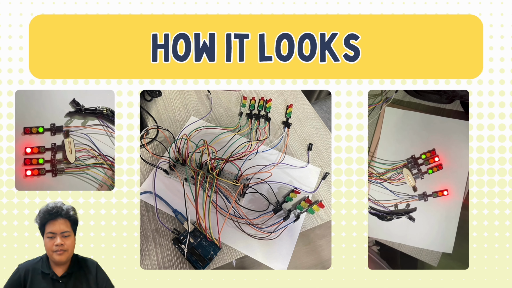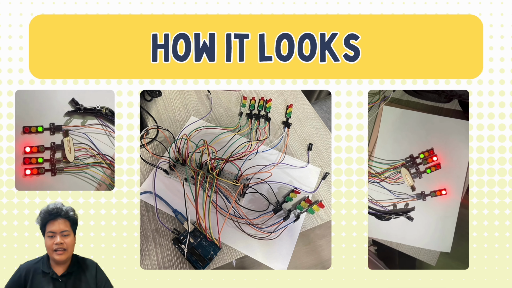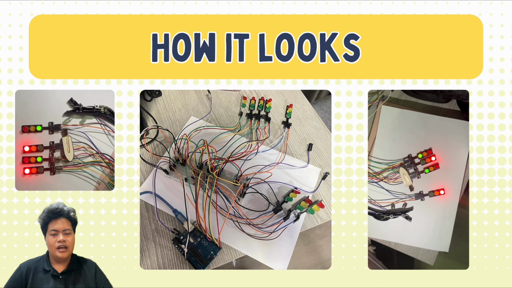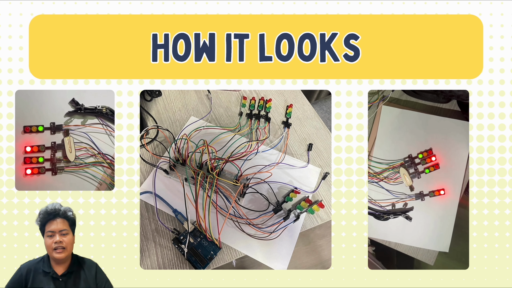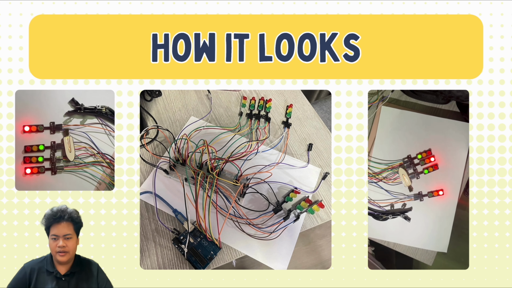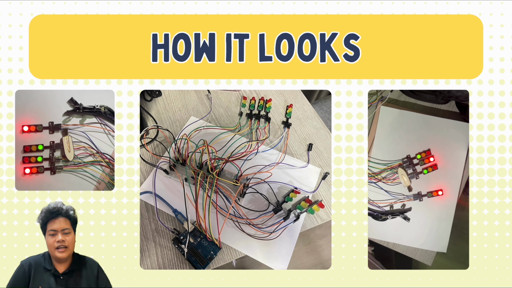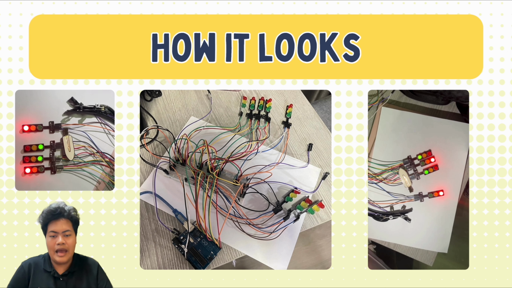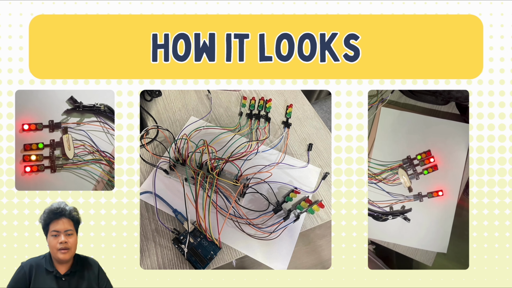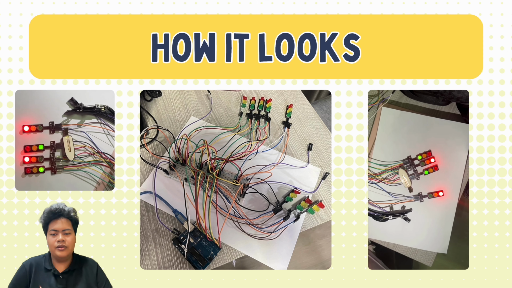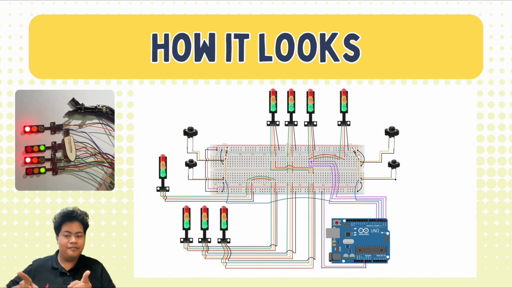There are 4 pedestrian buttons, 2 on the west side and 2 on the east side. The buttons on the left side are wired together and the ones on the right side are wired together. These buttons are connected to Arduino pins 2 and 3, which are interrupt capable so the Arduino can respond immediately.